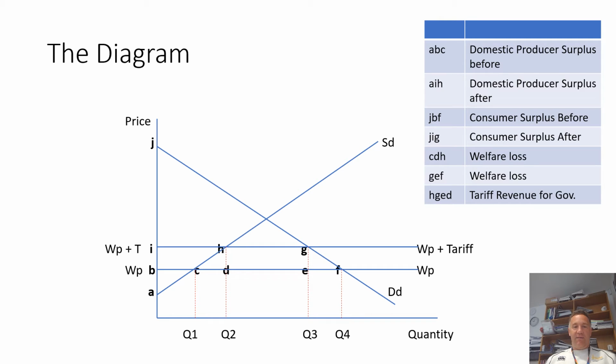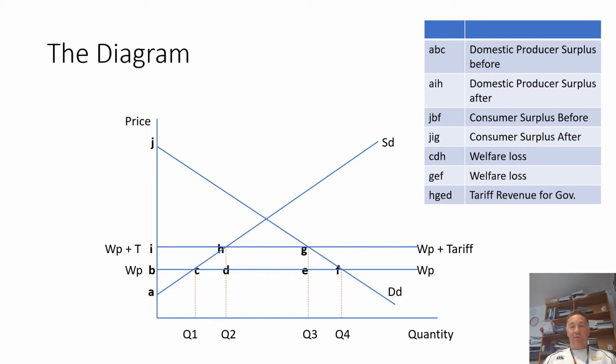So A, B, C at the bottom left there is the domestic producer surplus before the tariff is put in place. And that increases to AIH. You can see that triangle increases in size because domestic producer surplus increases because the domestic producers are protected.